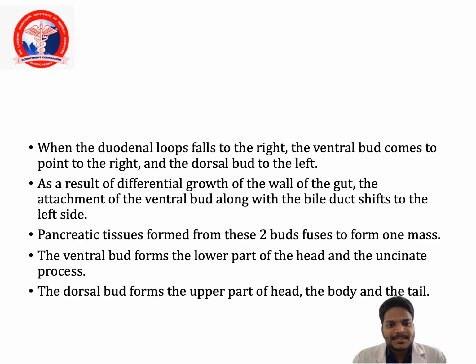When the duodenal loop falls to the right, the ventral bud comes to lie to the right and the dorsal bud to the left. As a result of differential growth of the wall of the gut, the attachment of the ventral bud along with the bile duct shifts to the left side. Pancreatic tissues formed from these two buds fuse to form one mass. The ventral bud forms the lower part of the head and uncinate process, and the dorsal bud forms the upper part of the head and the body and the tail.